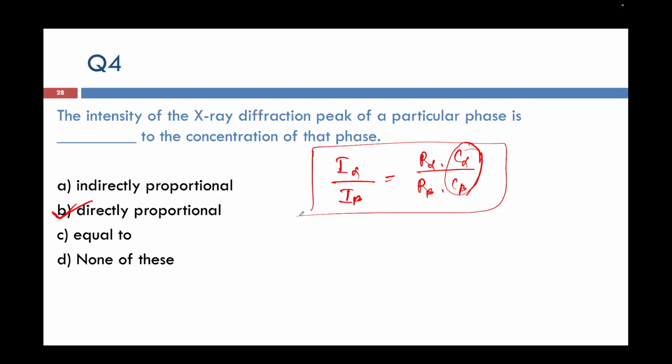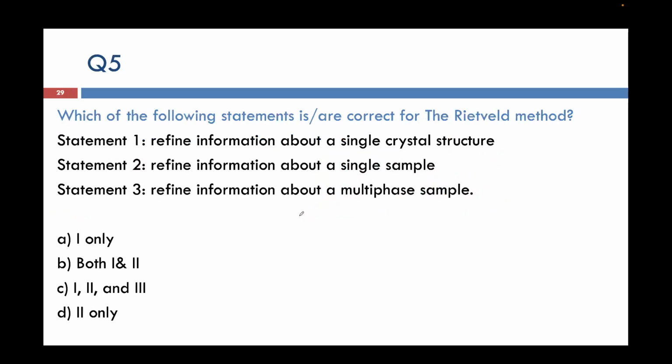Okay, and yes, this is a terminology question associated with the Rietveld method, though we have not studied it, but I have mentioned some of the lines in the lecture. Can any one of you answer which statements are correct? Refine information about a single crystal structure, refine information about a single sample, refine information about a multi-phase sample. So which one is correct? Any one of you can answer?